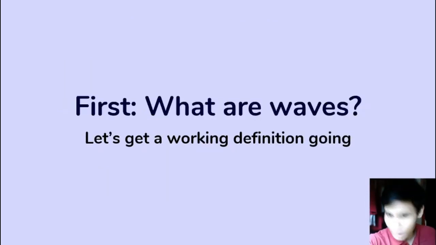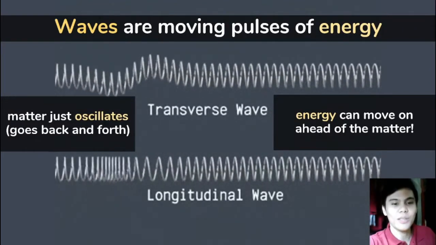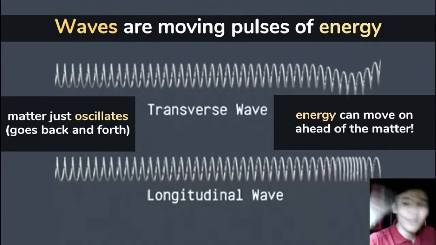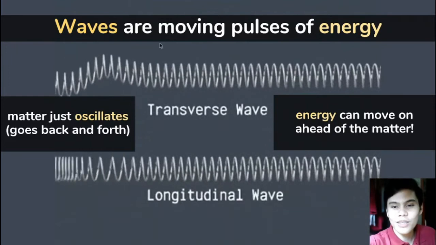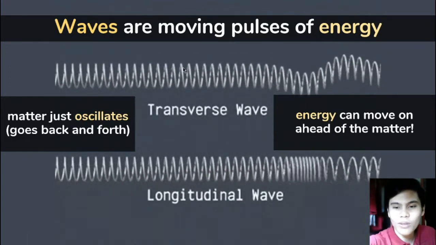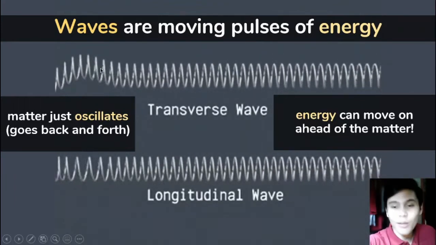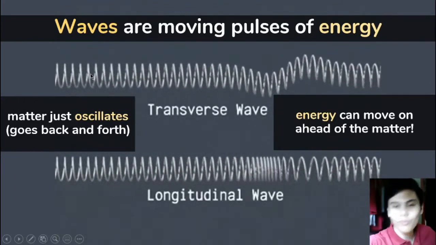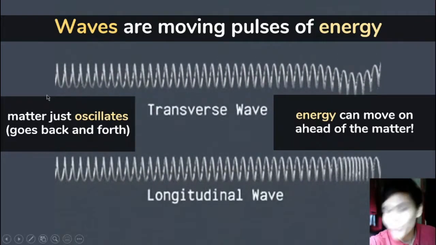Let's get to this. So first, what are waves? Let's get a working definition. This is something I should have discussed already in like grade 7. But waves are basically moving pulses of energy. The matter oscillates or goes back and forth, and the energy can move on ahead of the matter. So you can see in this GIF here that the wave looks like it's moving. The actual matter, the actual slinky here, is not moving that much at all. It just moves back and forth. With transverse waves, it's up and down. With longitudinal waves, it's left and right.